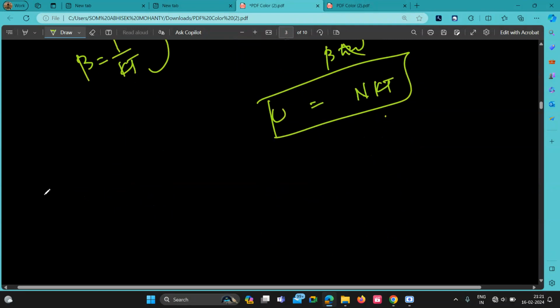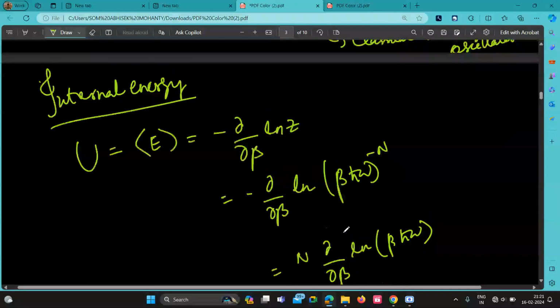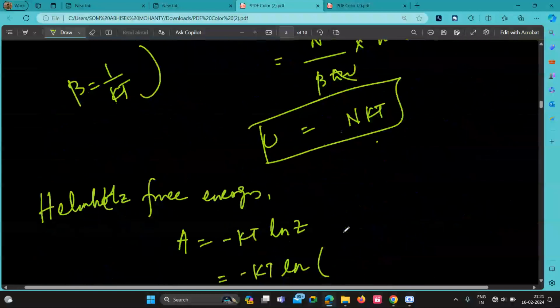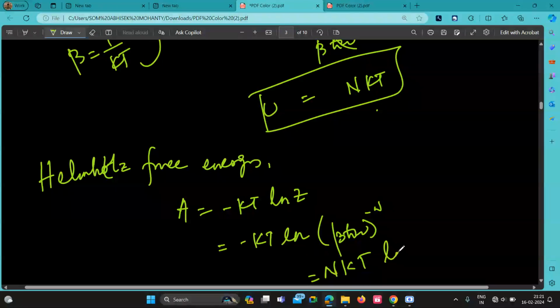Now, next thing is Helmholtz free energy. Helmholtz free energy A is equal to minus kT ln Z. So minus kT ln Z is what? Z is (beta h cut omega) to the power minus N. So NkT ln (beta h cut omega). Is it all right?